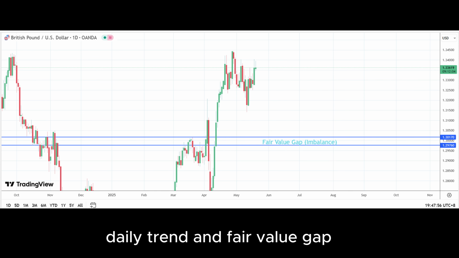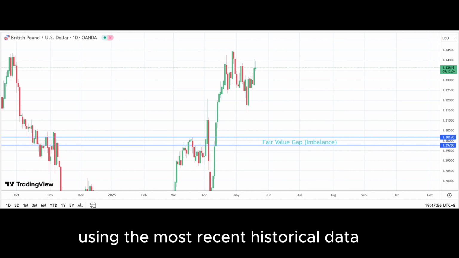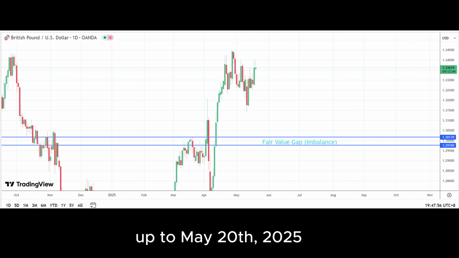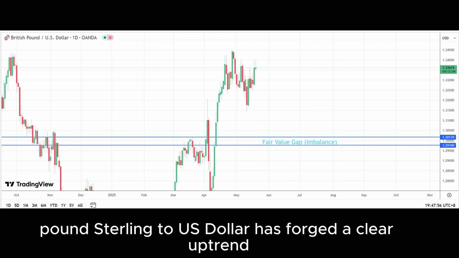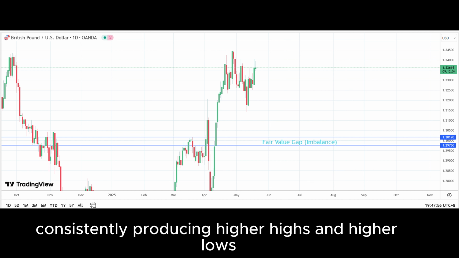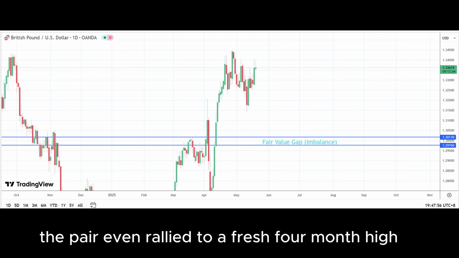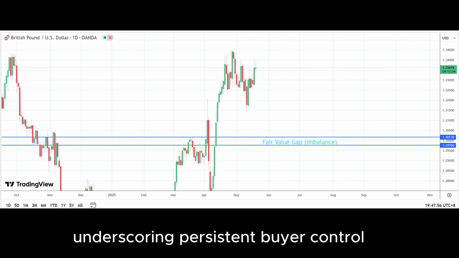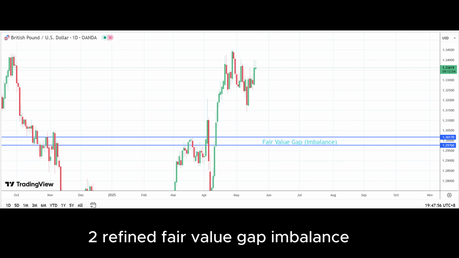Daily Trend and Fair Value Gap, using the most recent historical data up to May 20th, 2025. 1. Bullish market structure. Since March, pound sterling to US dollar has forged a clear uptrend, consistently producing higher highs and higher lows. As of mid-May, the pair even rallied to a fresh 4-month high, underscoring persistent buyer control on the daily chart.